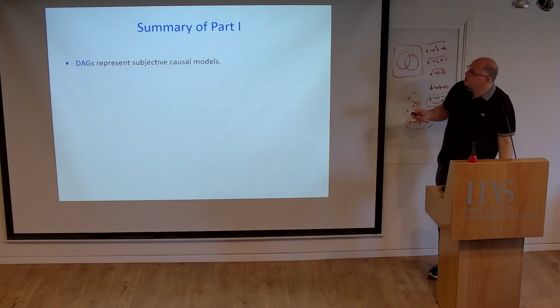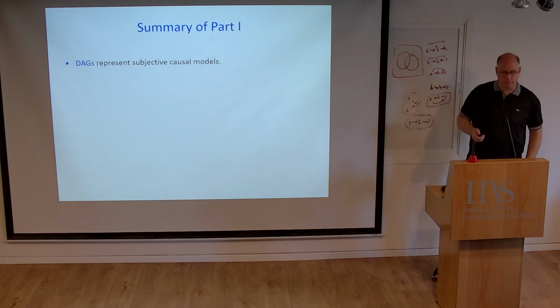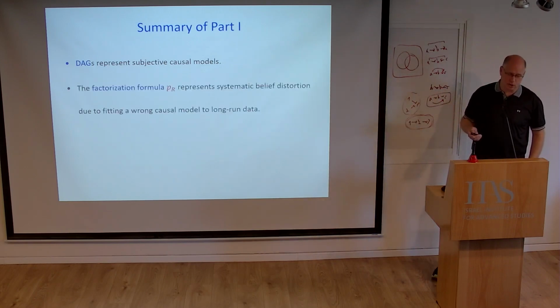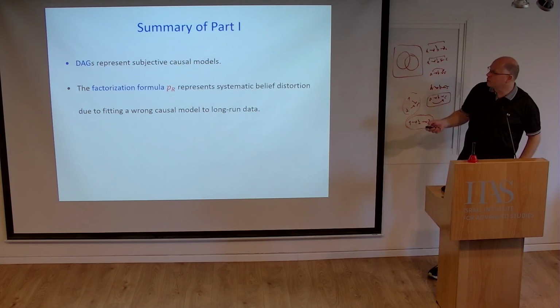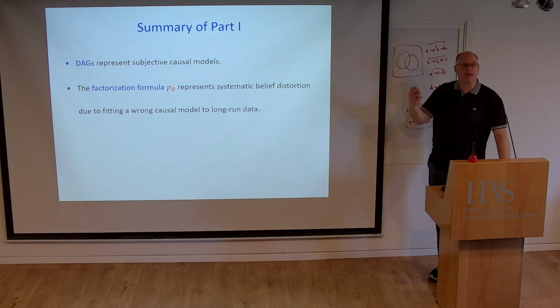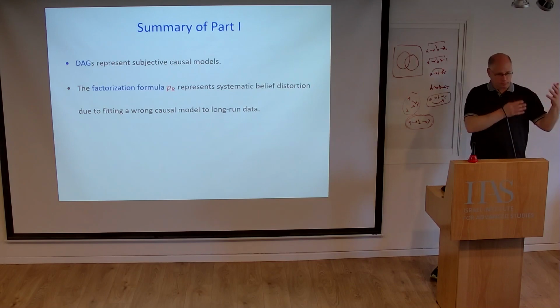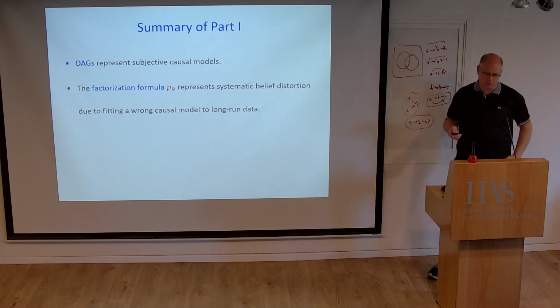So let's summarize the first part. Main modeling idea: we can use DAGs to represent subjective causal models. We can use the factorization formula as a model of how people fit the causal model to empirical data, and it effectively represents a systematic distortion of beliefs from objective distributions to subjective beliefs.